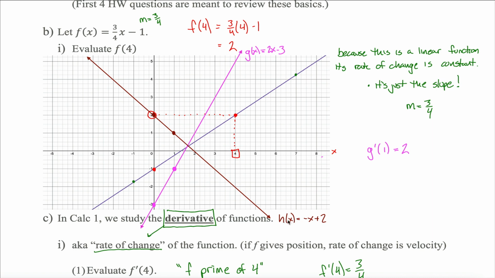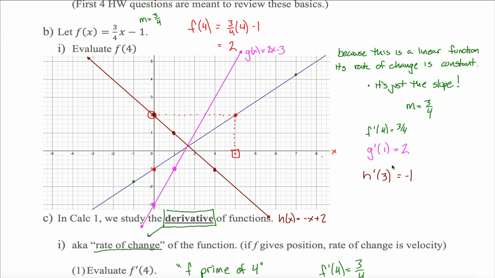Again, I'm not interested in things like h of 3. I'm instead interested in things like h prime of 3. H prime of 3 is asking me the question, at what rate is this function changing when the x value is equal to 3? Here's where the x value is equal to 3. At what rate is the function changing here? At the exact same rate it's changing here, or any other point on my graph. The rate of change is the slope, which is negative 1.